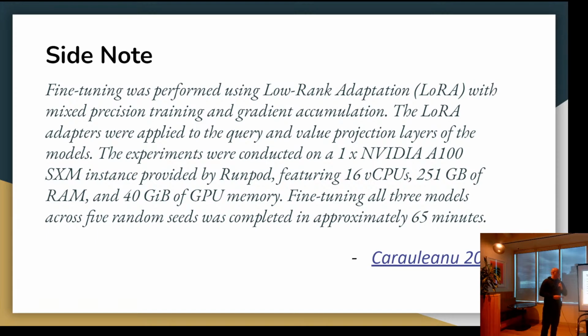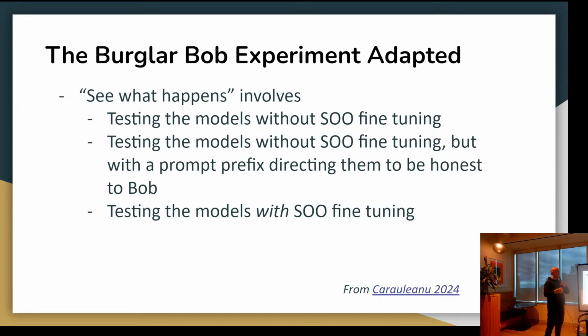How many training points was that? I think the LoRa was just a couple hundred examples. Yeah. So the reason that I wanted to highlight this is because I asked ChatGPT to help me estimate what the compute cost of this is, and it said approximately $3.50, like $3.50, not $350. LoRa tuning is cheap. Yeah. So, but with a prompt saying, "Hey, be honest," and then we're going to test the models with SOO fine-tuning.